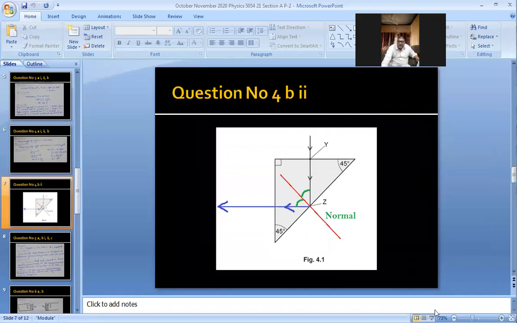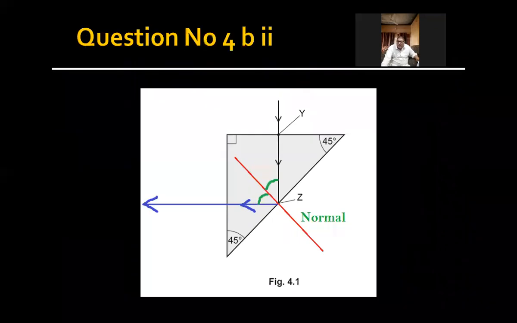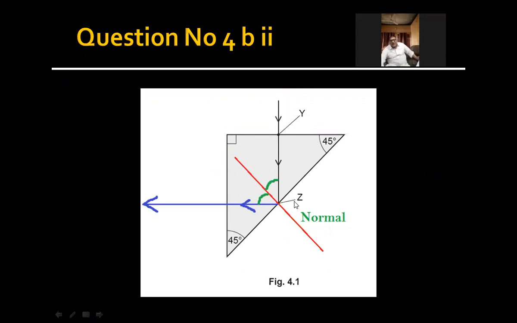Here we go. You can see here I have shown that when it strikes Z, this red line is the normal. The normal is the line which makes a 90-degree angle with the surface of the glass. Then I will check the angle of incidence. It will be approximately 45 degrees, which is more than the critical angle.